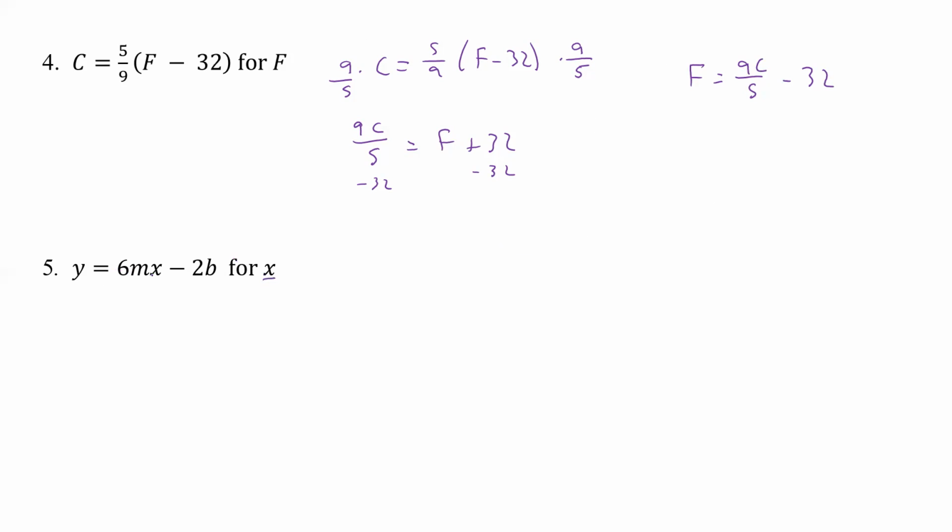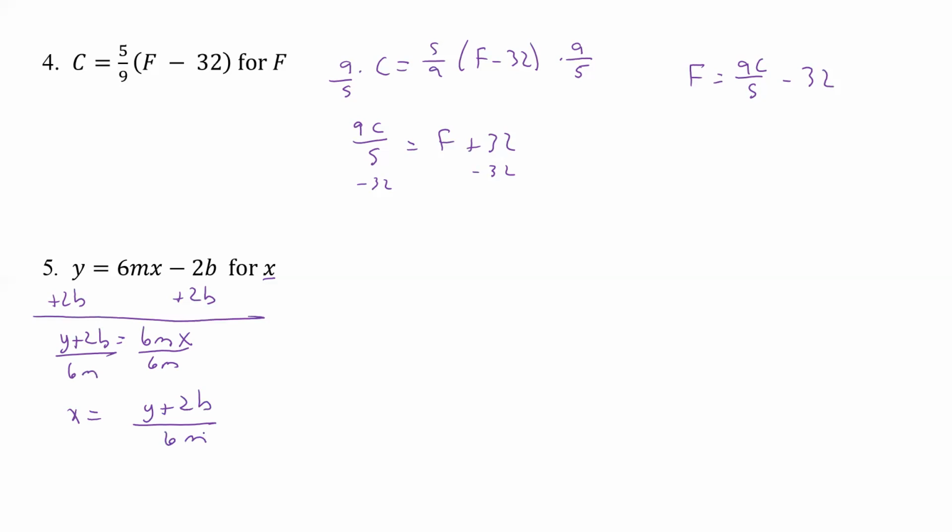Now we want to solve this for x. So what do we need to do first? Well, we have to get rid of that 2b. So we have to add 2b. And so we have y plus 2b equals 6mx. Now we want x, so we have to divide by 6m. And so x equals y plus 2b all over 6m.